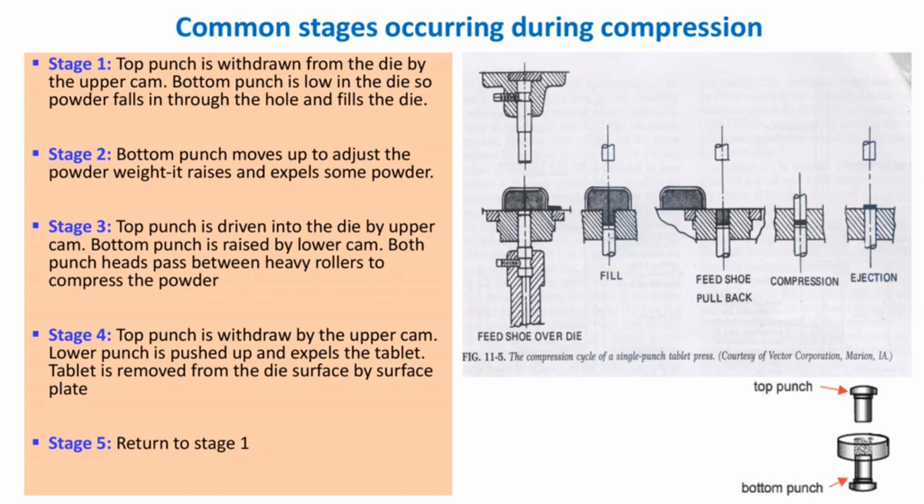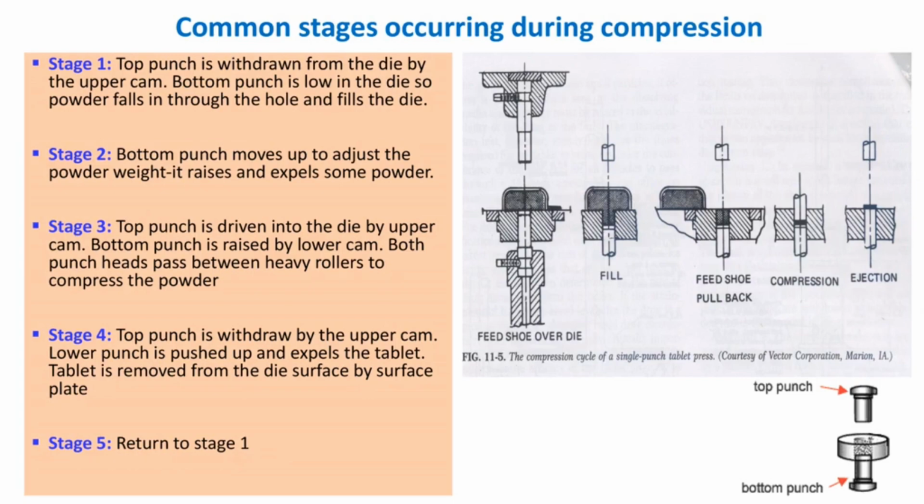Stage 3: top punch is driven into the die by the upper cam. Bottom punch is raised by the lower cam. Both punch heads pass between heavy rollers to compress the powder. Stage 4: top punch is withdrawn by the upper cam. Lower punch is pushed up and expels the tablet. Tablet is removed from the die surface by a surface plate. Stage 5: return to stage 1.